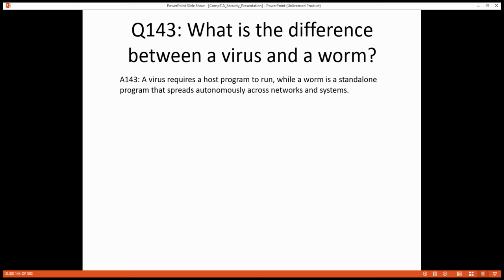Q143. What is the difference between a virus and a worm? A143. A virus requires a host program to run, while a worm is a standalone program that spreads autonomously across networks and systems.